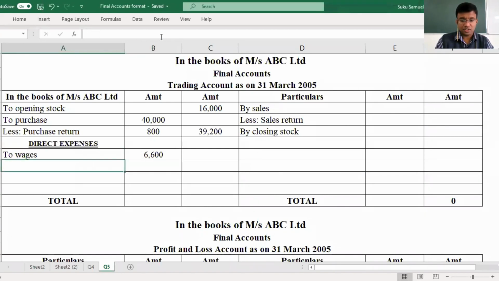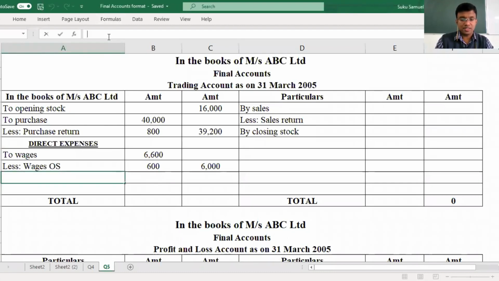We also have a corresponding adjustment to this, which is wages outstanding, and wages outstanding is 600. So from wages, if you subtract wages outstanding, the net amount works out to be 6,000. So we've considered that.